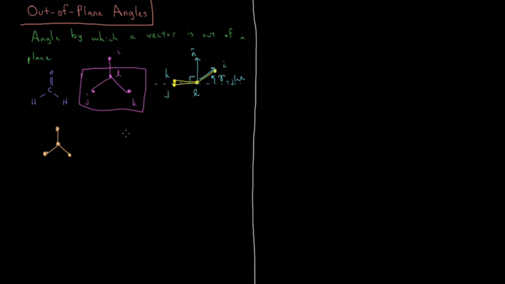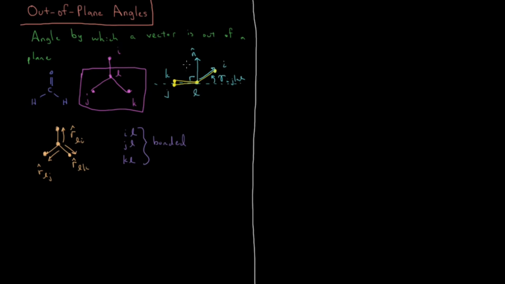As I said, our central atom is L. So we have 3 unit vectors of interest, r hat LI, r hat LK, and r hat LJ. We also need to make sure in this case that IL, JL, and KL are all bonds. Those things are all bonded.